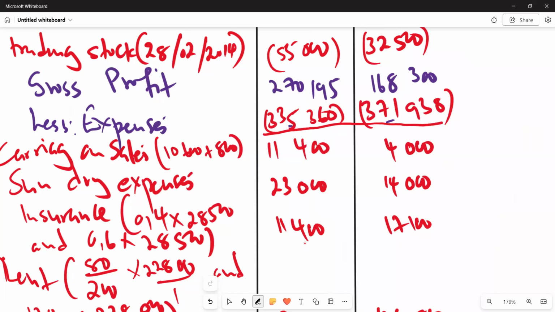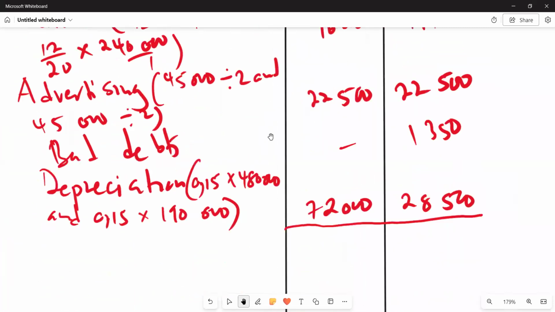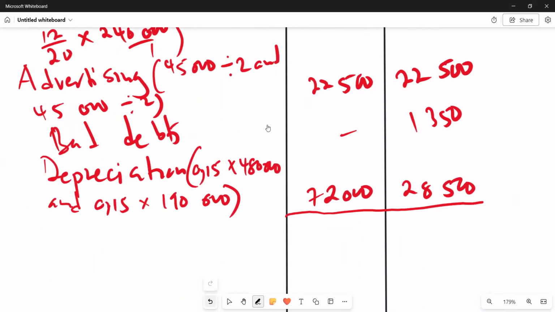So both of the departments are making losses. Let's see the magnitude of the losses. First column, we are saying 270,195 minus 335,360, then you get your net loss. Then in the second column, 168,300 minus 371,938. And then we get the magnitude of your net loss. So we do that correctly. The answer should come here, down here, it's going to be your net loss, not gross loss. Net loss.